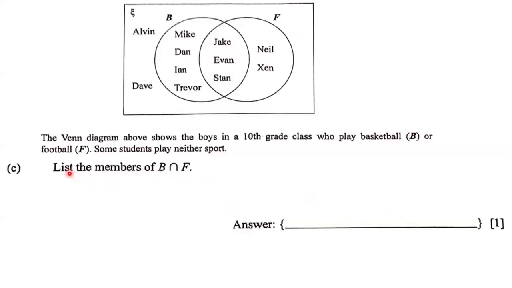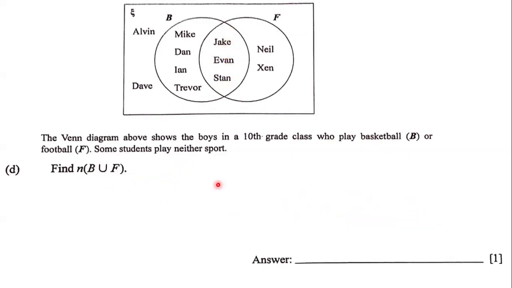Next, the question says, list the members of B intersect F. Now, B intersect F is the intersection of B and F. So that's going to be right here in the middle. And so these represent the boys who play both basketball and football. So that's Jake, Evan, and Stan. These are going to be the members in the intersection of B and F. So Jake, Evan, and Stan is the correct answer for this one.